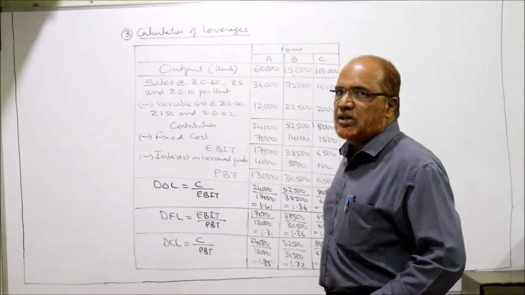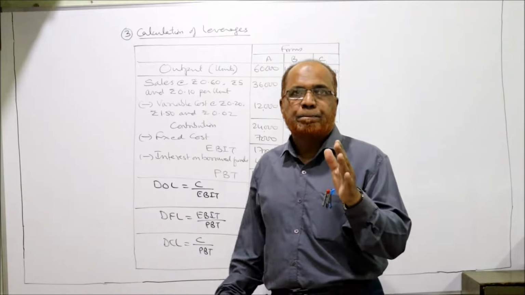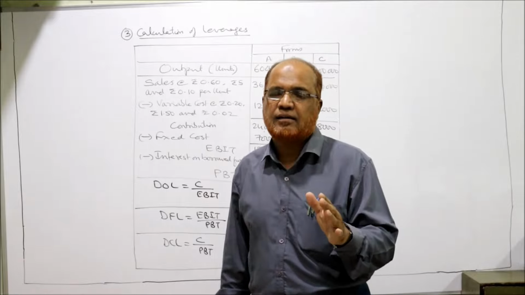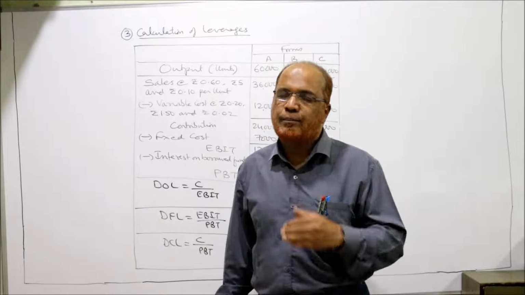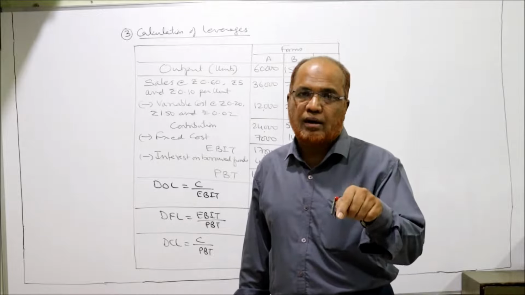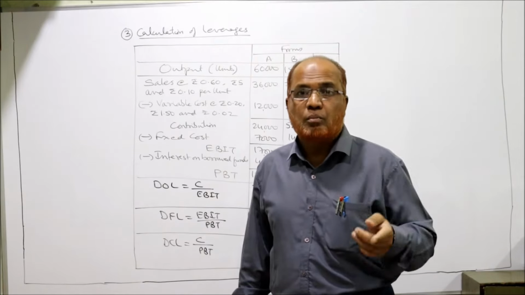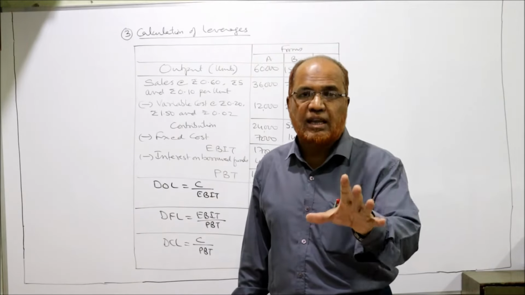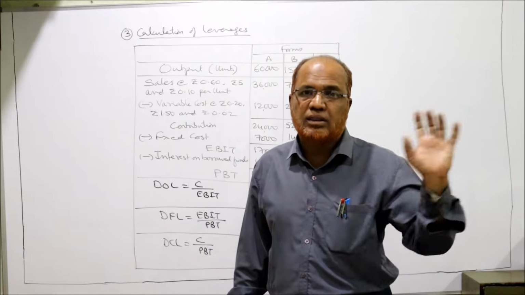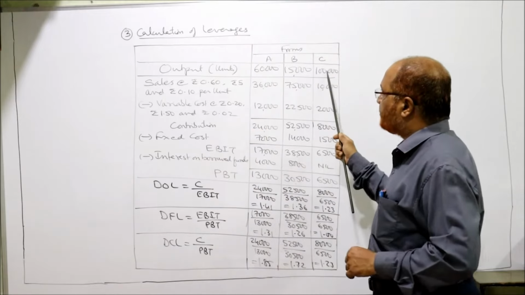So this A firm is going to earn huge profit if the sales are increasing. If sales increase, this firm will earn a huge profit. If sales go down, this firm is going to incur a huge loss also. More profit, more loss. Anything can happen depending on the sales. Which firm? A firm.